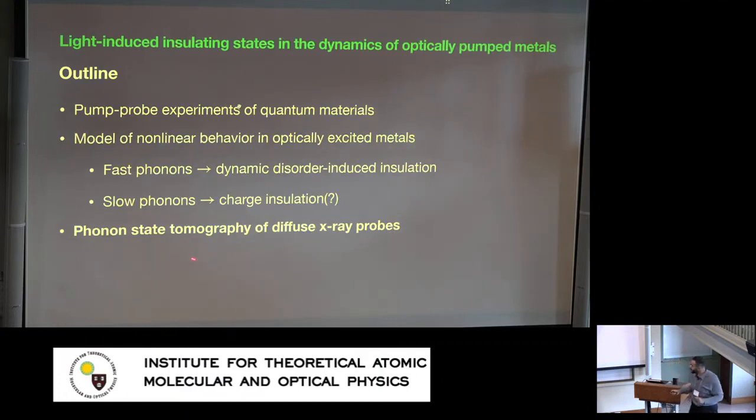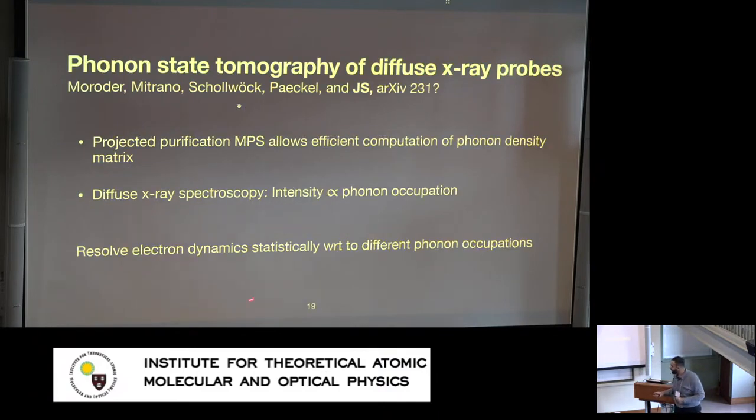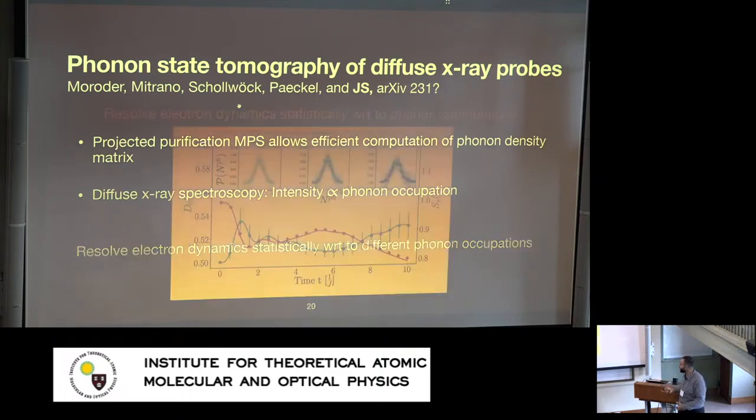And now I'll flash one last slide. We thought this MPS projective purification method is very nice. Why can't we just help some experimentalists with this work? So we came up with an idea to do phonon tomography of diffuse X-rays with Michel Onu's group. The idea is that with this MPS projective purification, compared to the traditional MPS, it's very efficient and cheap for us to compute the phonon density matrix. So we can build statistics over phonon number occupations. And in diffuse X-ray spectroscopy, as Matteo explained to us, intensity is proportional to the phonon occupation. So we wanted to see if we can resolve the electron dynamics statistically with respect to phonon contributions.